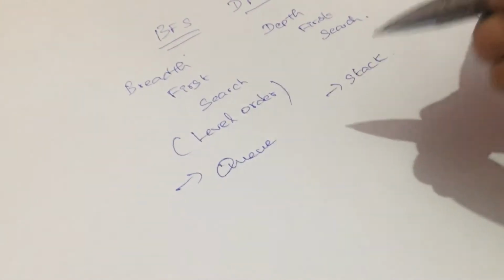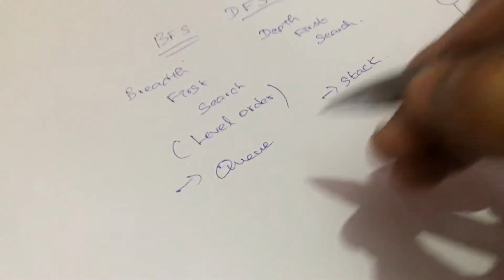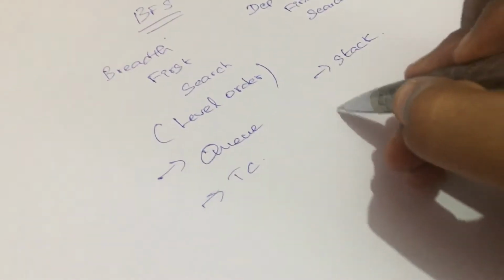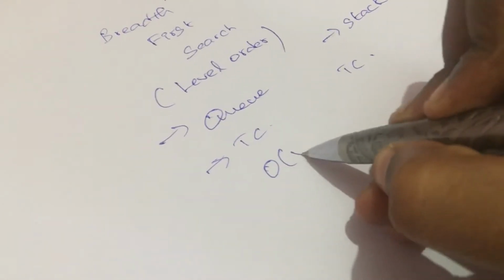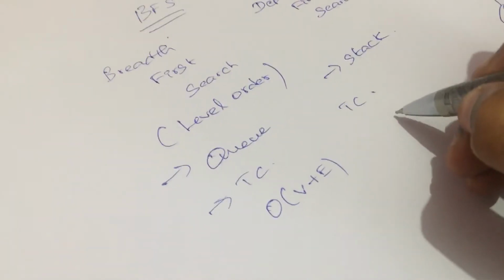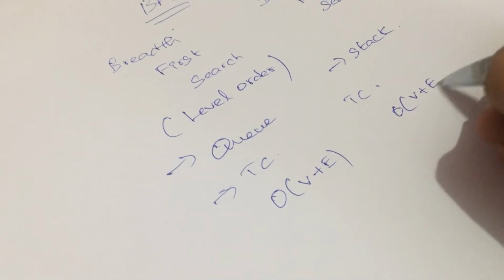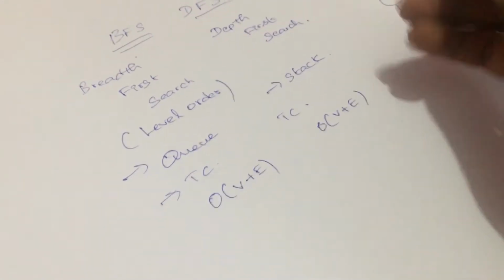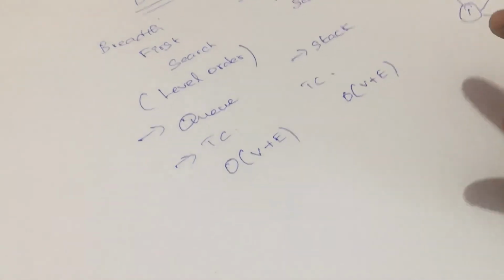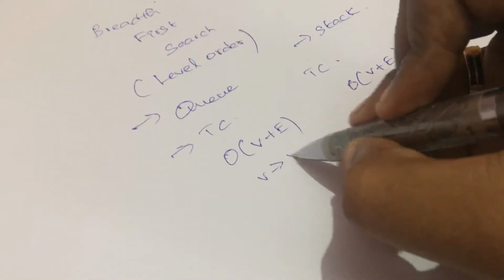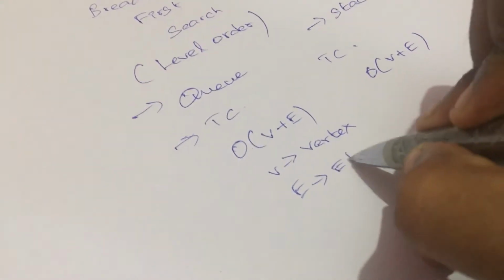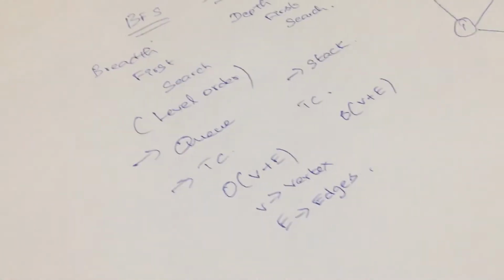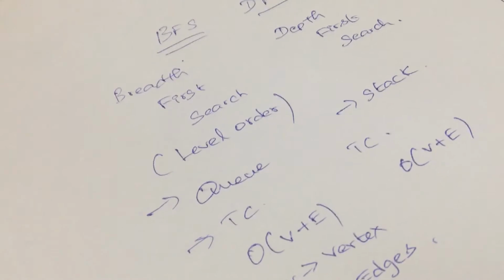So next, when it comes to both BFS and DFS, the time complexity of both is almost the same, for example, big O of V plus E. So the time complexity for both BFS and DFS is big O of V plus E, where V represents the total number of vertices and E represents the total number of edges. So this is all about the basics of BFS and DFS.